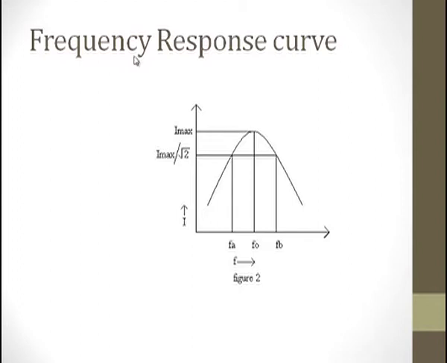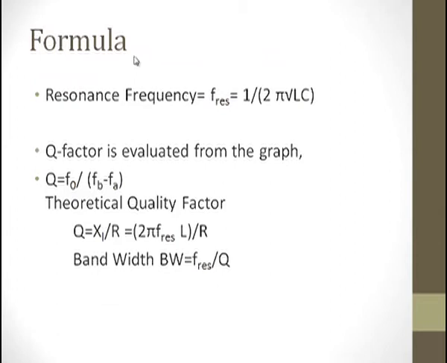Then the frequency at which the output voltage starts increasing, trying to reach the maximum value, is called lower cutoff frequency, and the frequency at which the output voltage starts decreasing is called upper cutoff frequency. By knowing the resonant frequency, lower cutoff frequency and higher cutoff frequency, we can calculate the quality factor of the circuit. Quality factor is equal to F naught, that is resonant frequency, divided by the bandwidth.